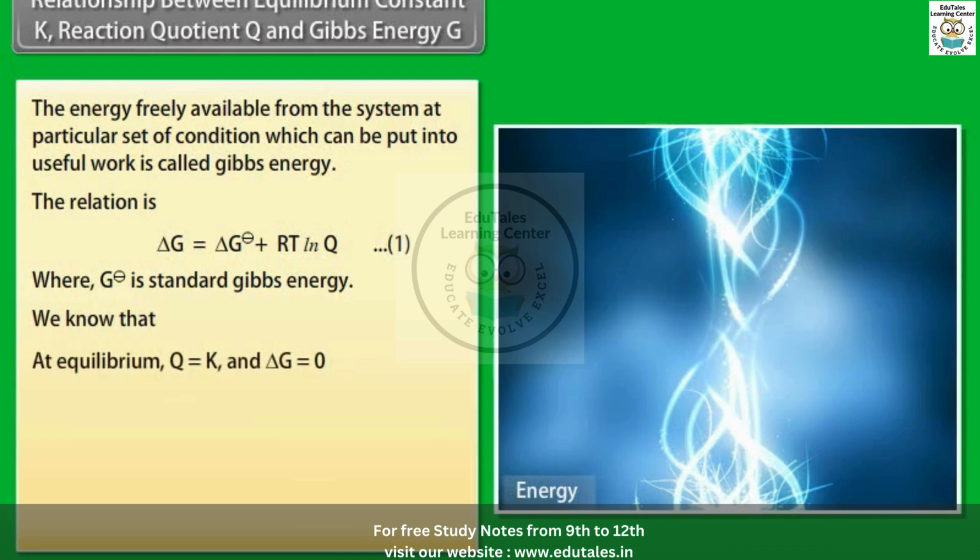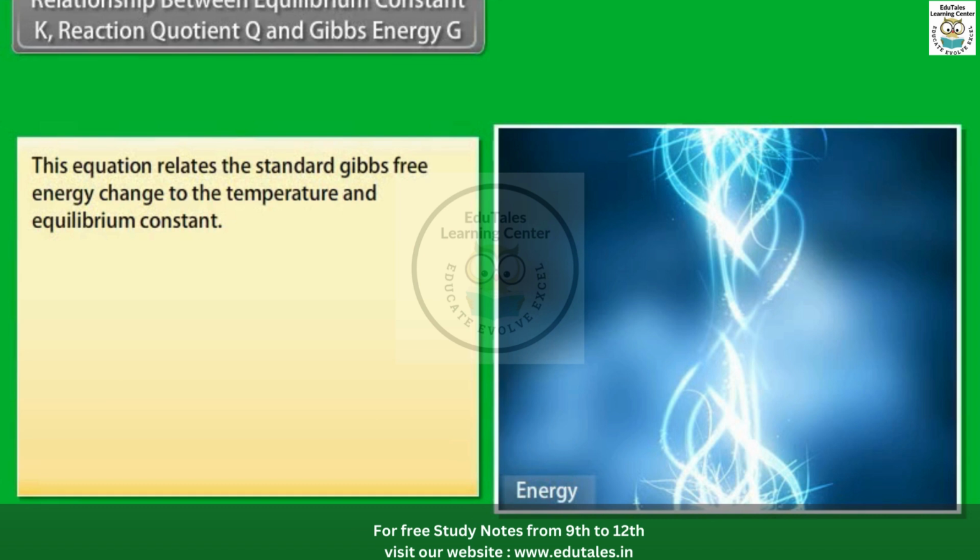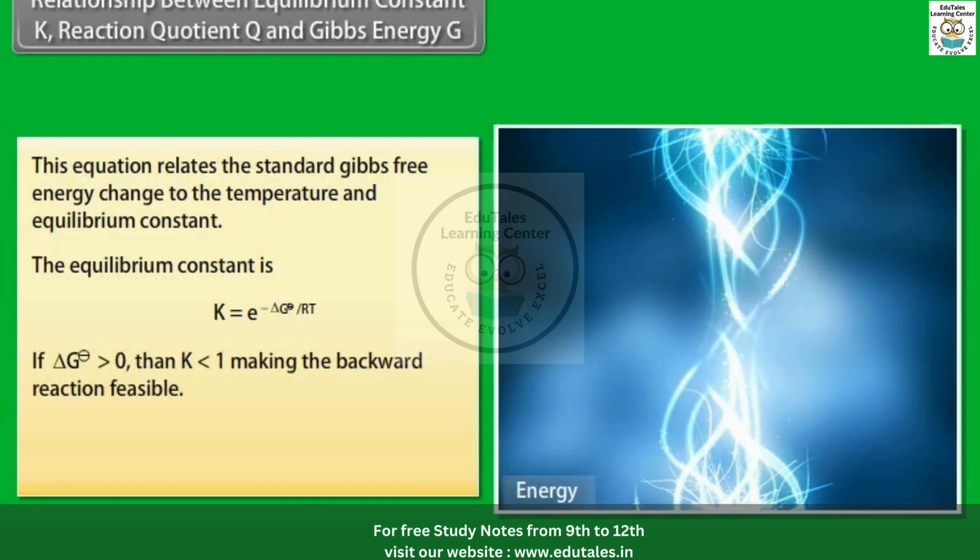We know that at equilibrium Q is equal to K and delta G is equal to 0 from equation 1. Rearranging gives, this equation relates the standard Gibbs free energy change to the temperature and equilibrium constant. The equilibrium constant is, if the change in standard Gibbs free energy is greater than 0, then K is less than 1, making the backward reaction feasible. If the change in standard Gibbs free energy is less than 0, then K is greater than 1, making the forward reaction feasible.